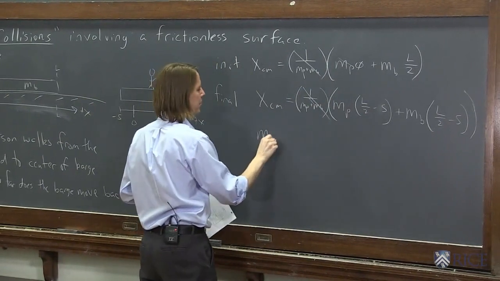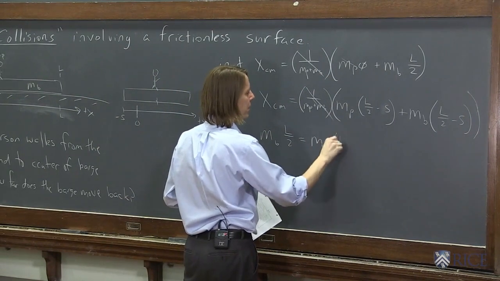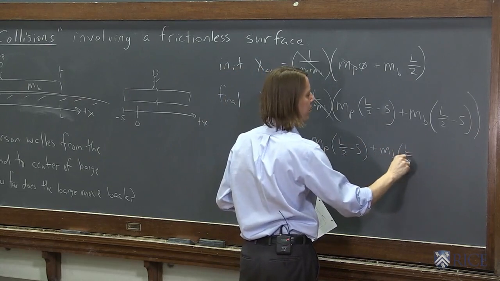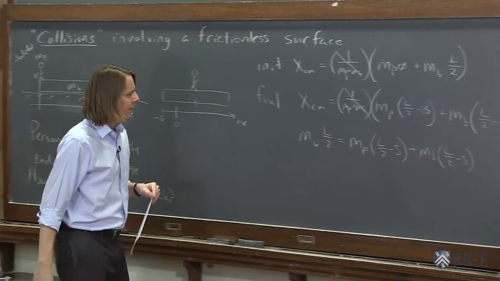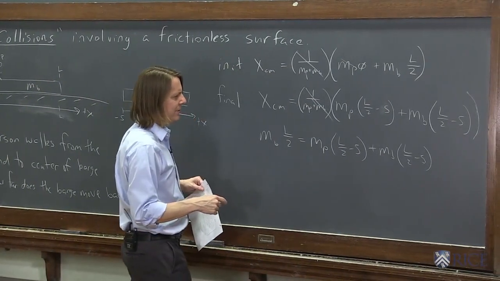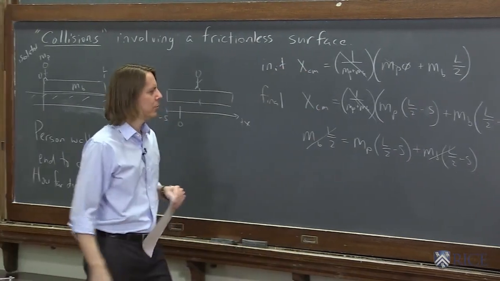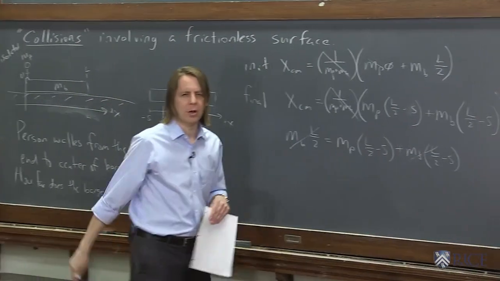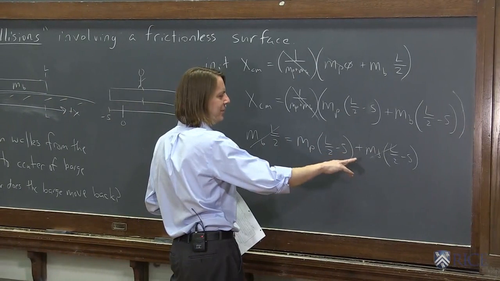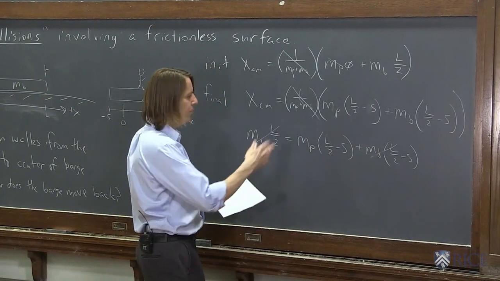So we have mb times L over 2 equals mp times (L over 2 minus s) plus mb times (L over 2 minus s). Right? And then probably the quickest thing to see is that mb L over 2 is over here and mb L over 2 is right there. So that one cancels, if we're doing our algebra tricks. And then we're down to just mp times L over 2 minus mp times s minus mb times s equals 0. So we could solve this.